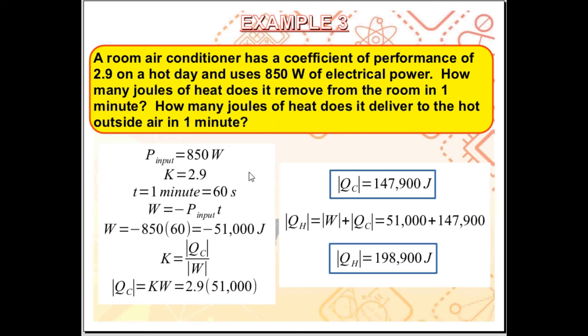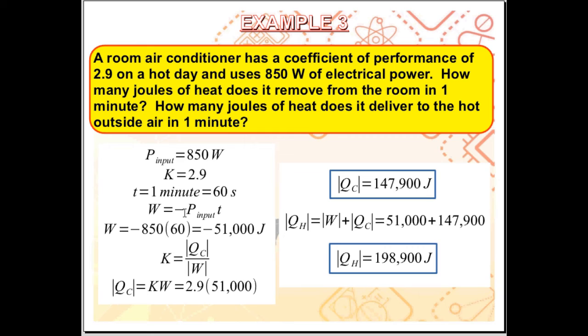So for this problem, we need to look for QH and QC. The problem gives us the input power. P input is 850 watts or 850 joules per second. The coefficient of performance K is 2.9, and the time mentioned in the problem is 1 minute or 60 seconds. Power is basically work divided by time. So work is equal to power multiplied by time, so P input multiplied by time.